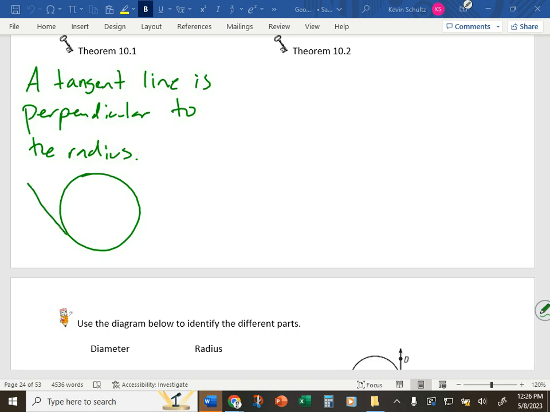Okay, so here's our tangent line. Here's our point of tangency. The radius of the circle is perpendicular to the tangent line.